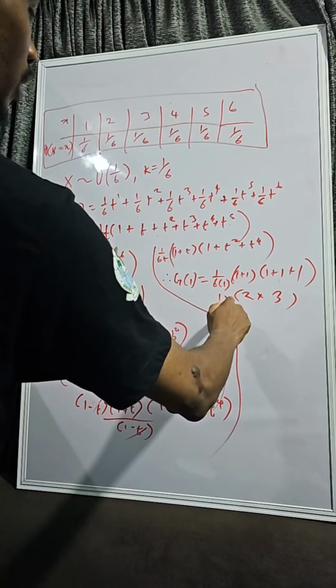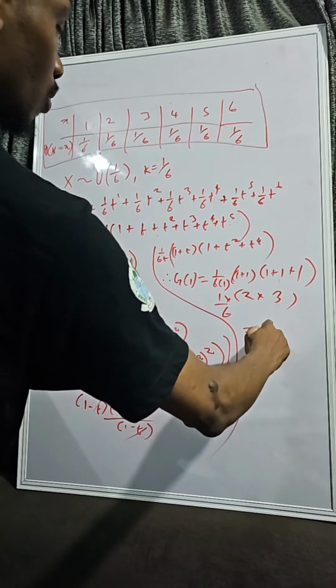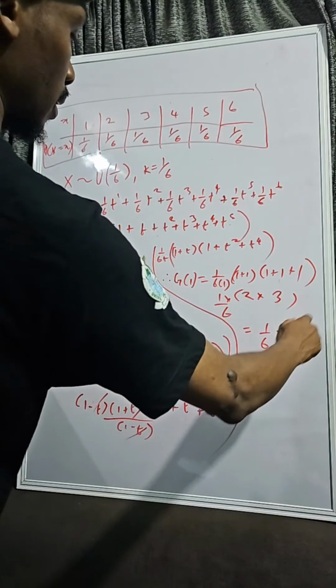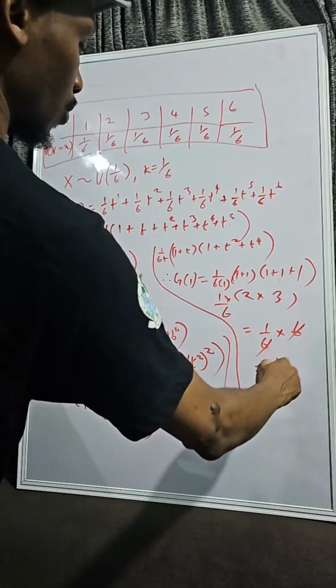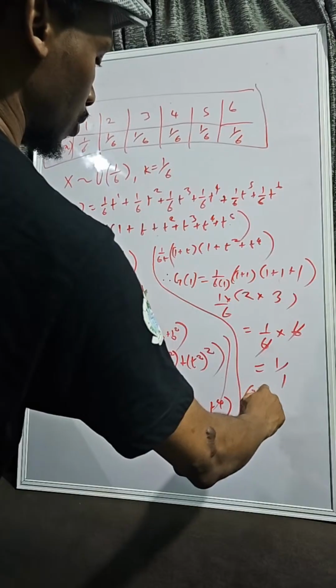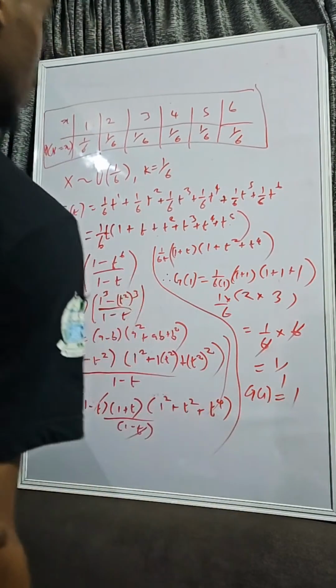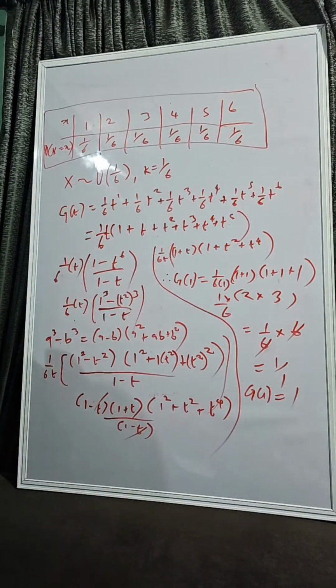times 1 over 6. So this will give you what? 1 over 6 times 6. Cancel, cancel. This is 1 over 1. Our g of 1 is equal to 1. So that shows that our working was correct.